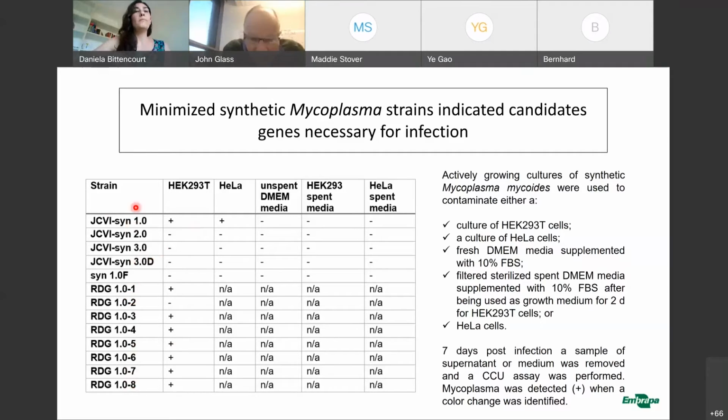Then, trying to figure out which genes are responsible for these characteristics, we compared which genes were deleted from these minimized genomes. And interestingly, this strain here, Syn1F, is only different from JCVI-Syn1 by the absence of a specific 8 genes.